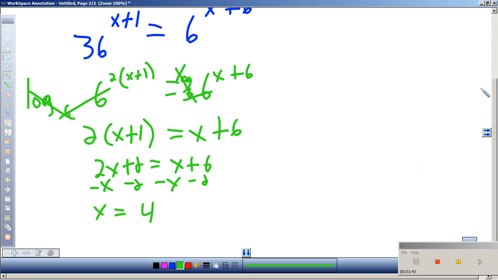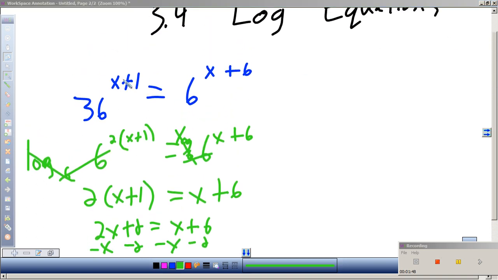Now we should go back and test them and make sure they work. 4 plus 1 is 36 to the 6th power. Wait, you can't go ahead and correct it. Okay, it is the same number as 6 to the 10th power. So same number, therefore 4 works.